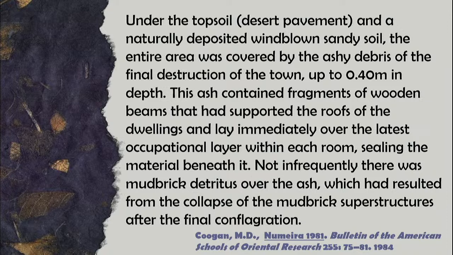Under the topsoil and in naturally deposited wind-blown sandy soil, the entire area was covered by an ashy debris of the final destruction of the town, up to 0.4 meters in depth. This ash contained fragments of wooden beams that had supported the roofs of the dwellings and lay immediately over the latest occupational layer within each room, sealing the material beneath it. Not infrequently, there was mud brick debris over the ash, which had resulted from the collapse of the mud brick superstructure after the final conflagration. So there's evidence to support a southern location for Sodom and Gomorrah.